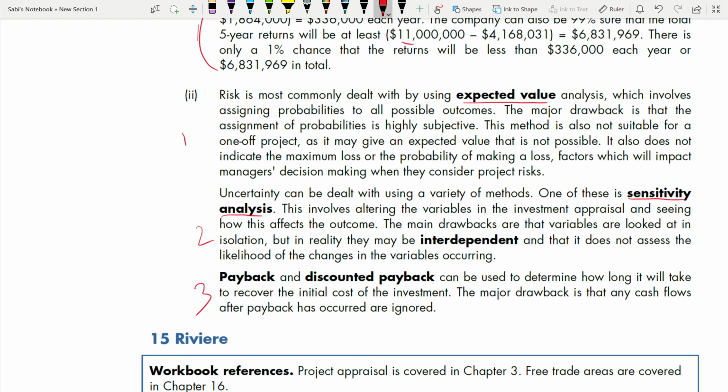And finally, let's go to payback. This is an investment appraisal technique, by the way, other than net present value, that was the requirement. So payback and discounted payback can be used to determine how long it will take to recover the initial cost of investment. You need to talk about the drawback of each. The major drawback is that any cash flows after payback has occurred are ignored. Basically, you need to know the advantages and disadvantages of each method or model you study to answer this type of question. So that's it.